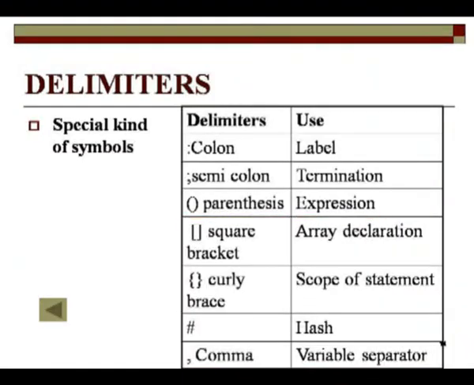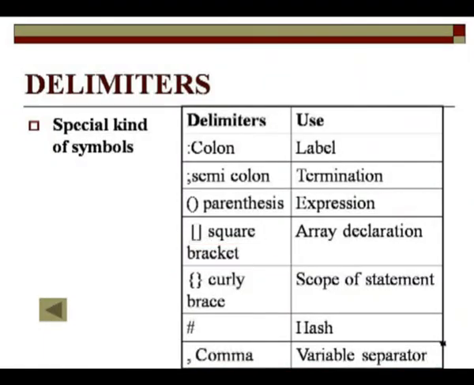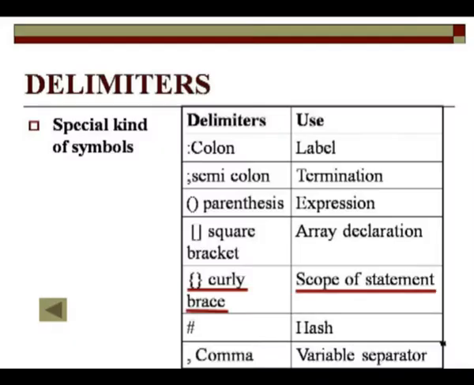Parentheses are used in expressions, that is to indicate certain symbols, certain letters in the program which have a specific meaning. Arrays are a group of variables that are stored continuously in memory. So all this we will be seeing in detail in the later sessions. Scope of statement, curly brace. This is again the most important delimiter in C, because without these braces there is no program in C. A C program begins with a brace and it ends with a brace. So it indicates the scope of the program, that is where it starts and where it ends.